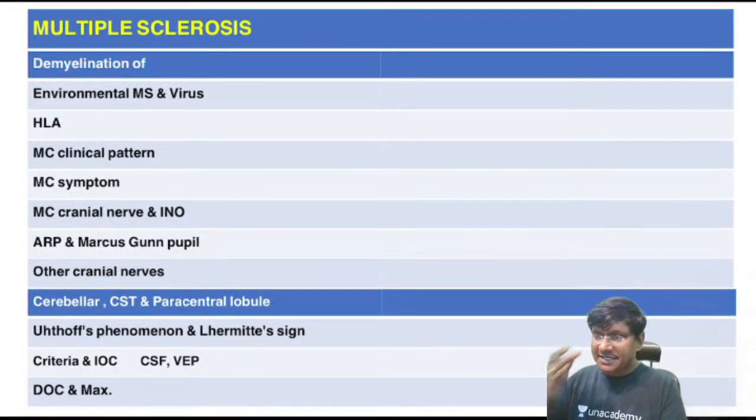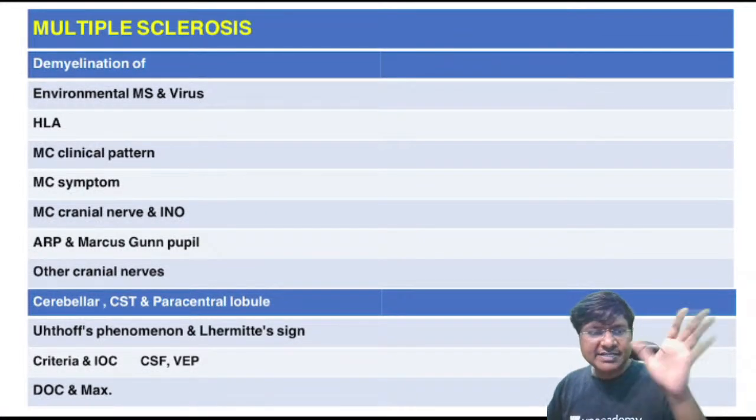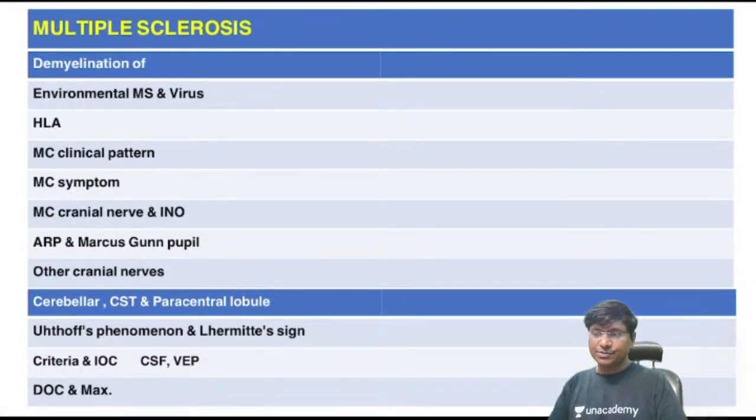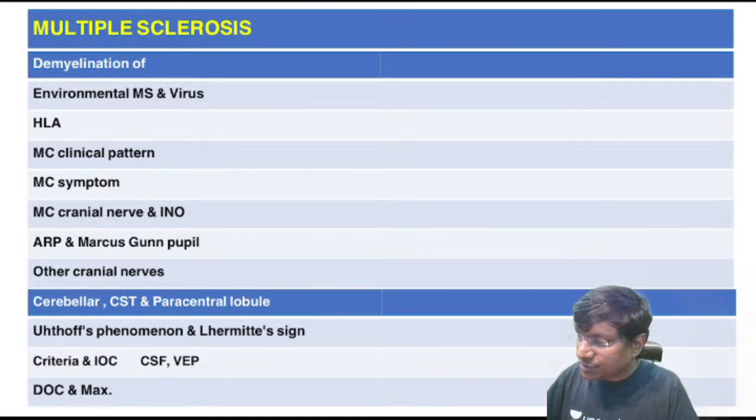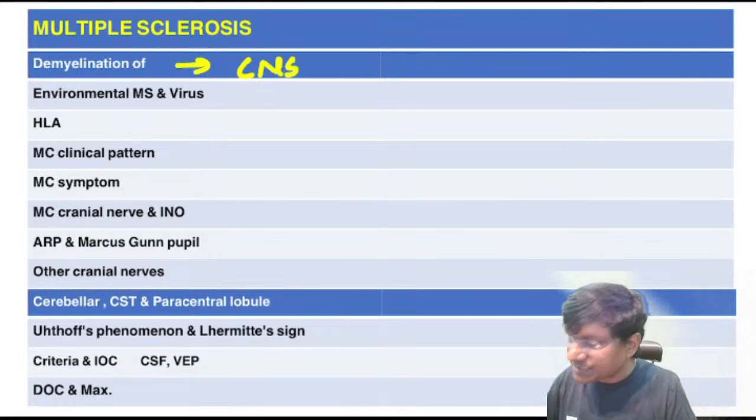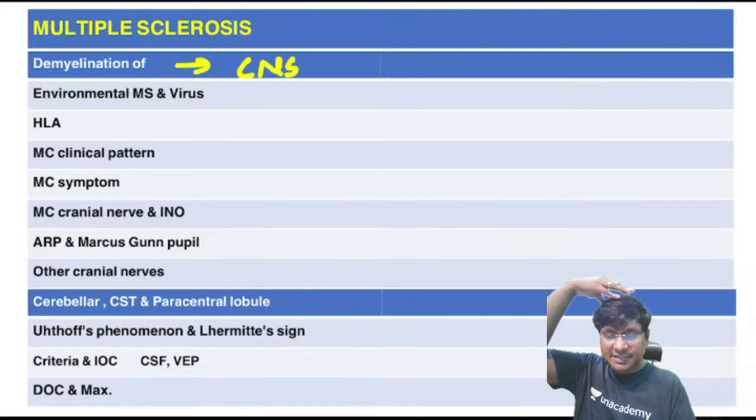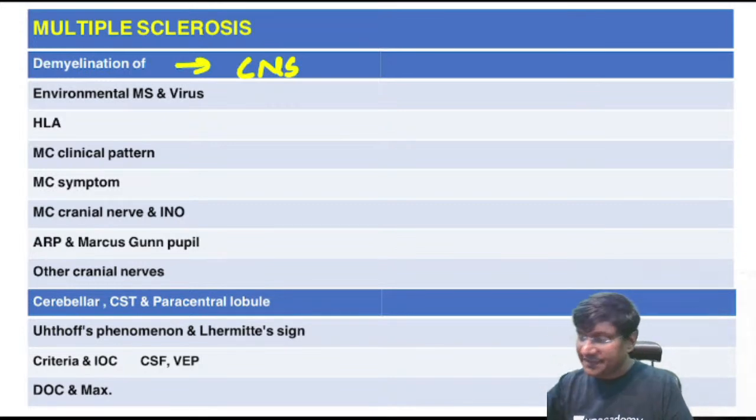Now, the next topic is multiple sclerosis. In 5 minutes, I'll finish the entire multiple sclerosis. Okay, right. So, multiple sclerosis, what exactly is this? This is the demyelination of the central nervous system, where there is demyelination of the brain parenchyma, and there will be demyelination of the spinal cord.